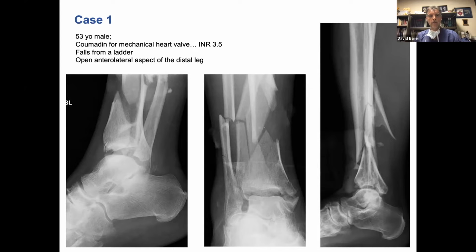This is a 53-year-old gentleman. He's on Coumadin for a mechanical heart valve. His INR runs between the 3 and 4 range. And of course, what you do when you're on Coumadin with a mechanical heart valve, you get up on a ladder. And so then he of course falls down. He's got an open anterolateral aspect of the distal part of his leg. I'll just leave that up for a second for y'all to have a look at it.